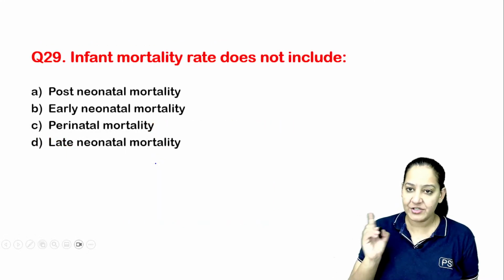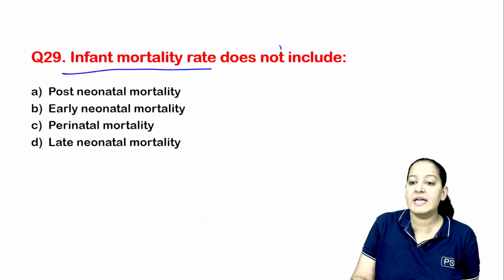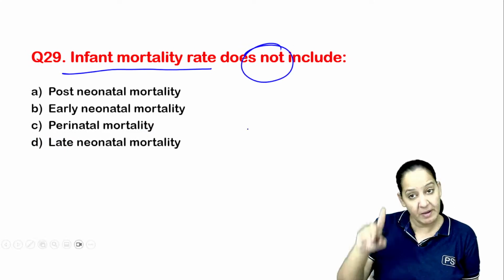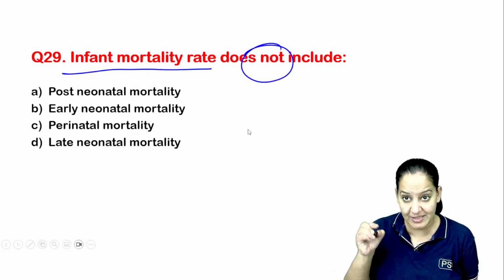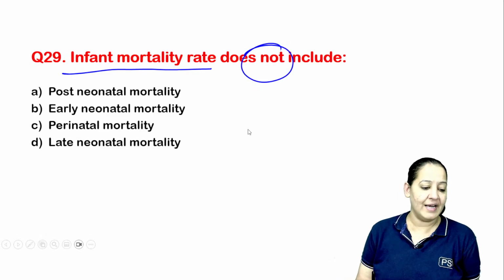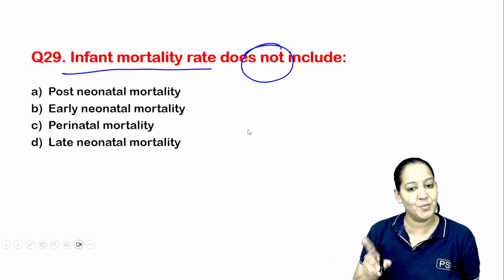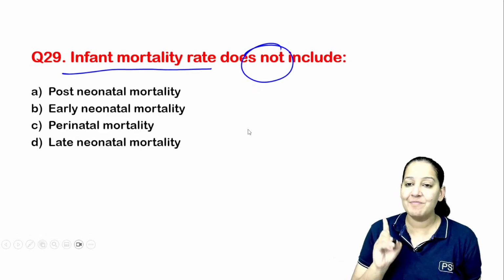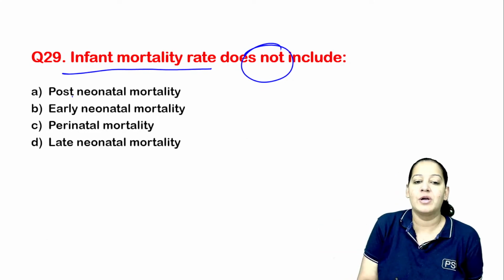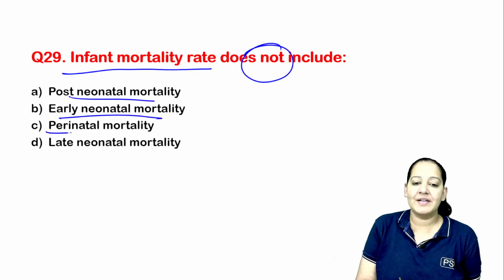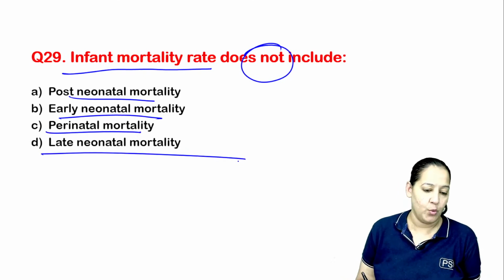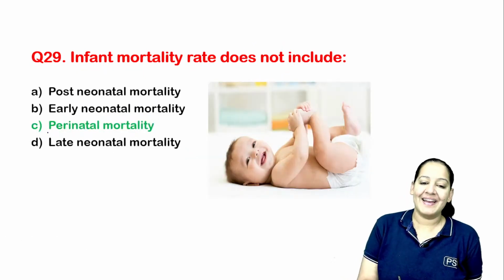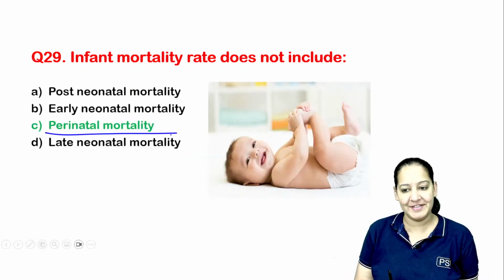Okay. The next question is: infant mortality rate does not include. That was my first question also related to this. Today's first question. If you are attending my session from the first question, you may know the answer. Infant mortality rate does not include postnatal, early neonatal, perinatal and late neonatal. What is the correct answer? Yes, the correct answer is perinatal mortality.